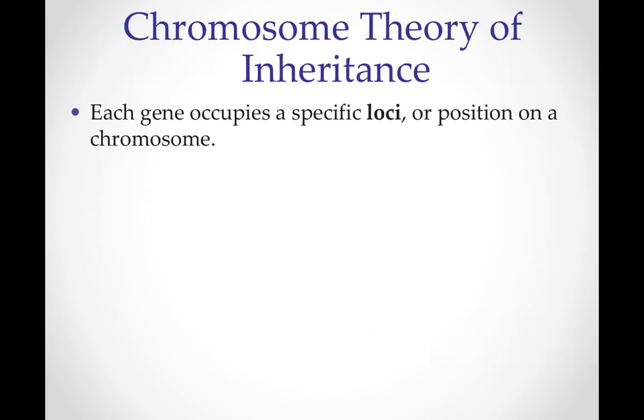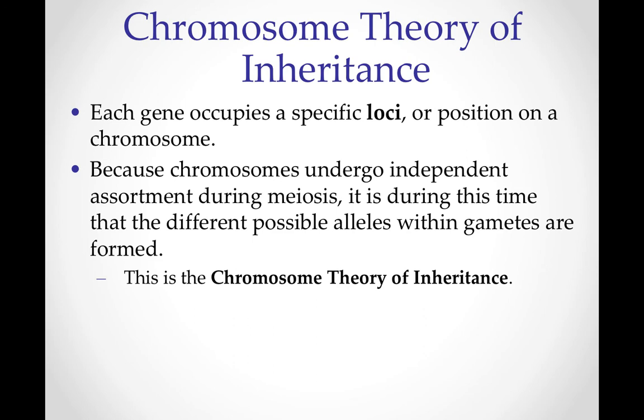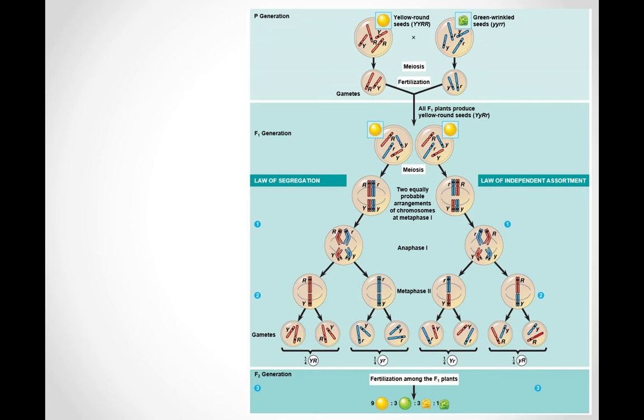There's a chromosome theory of inheritance. This means that each gene occupies a specific locus. A locus is a position on a chromosome. Both chromosomes undergo independent assortment during meiosis. It is during this time that different possible alleles within gametes are formed. This is the chromosome theory of inheritance. So, this happens during the P generation, and as we go down through here. So let's kind of take a look.